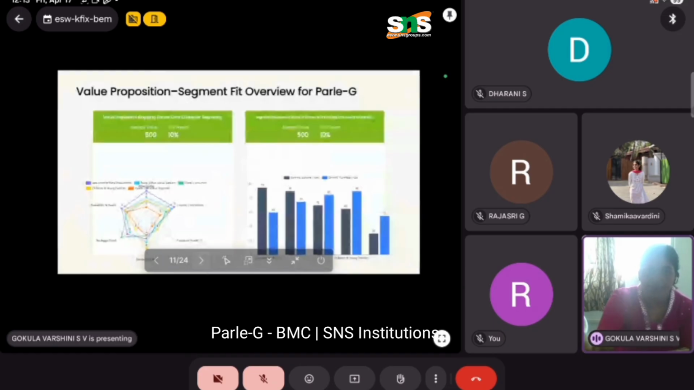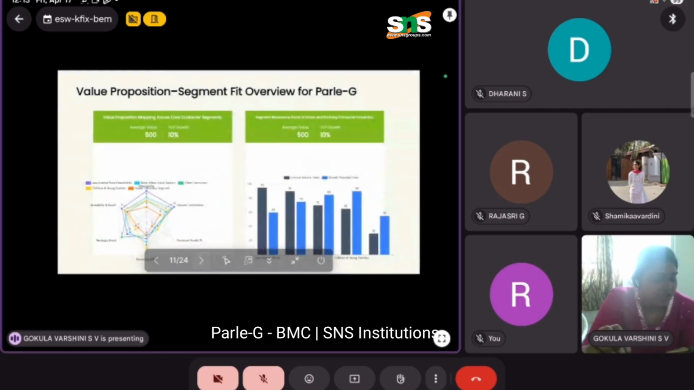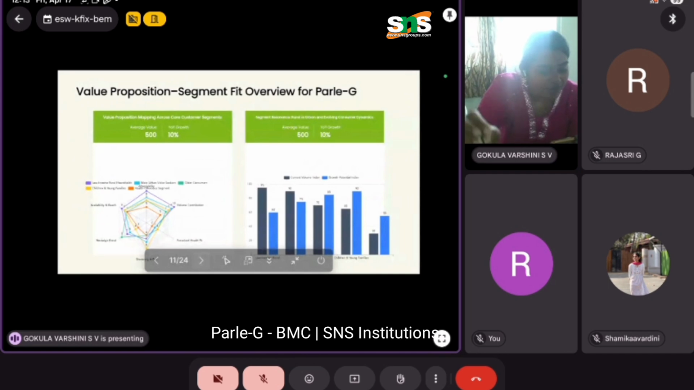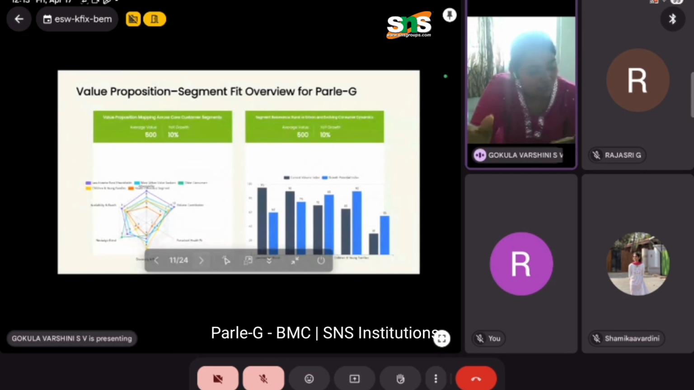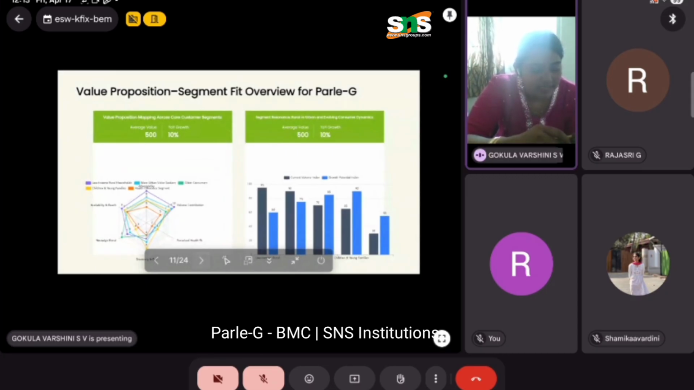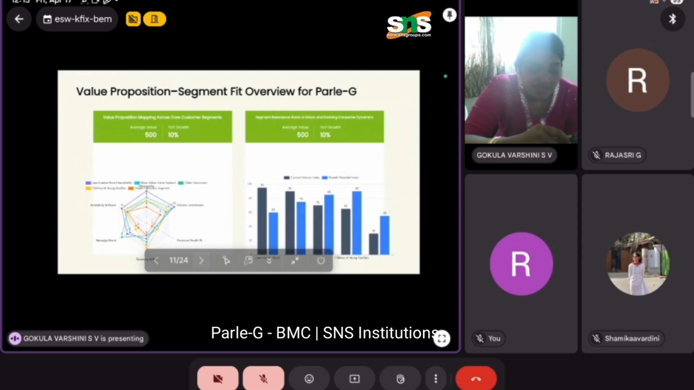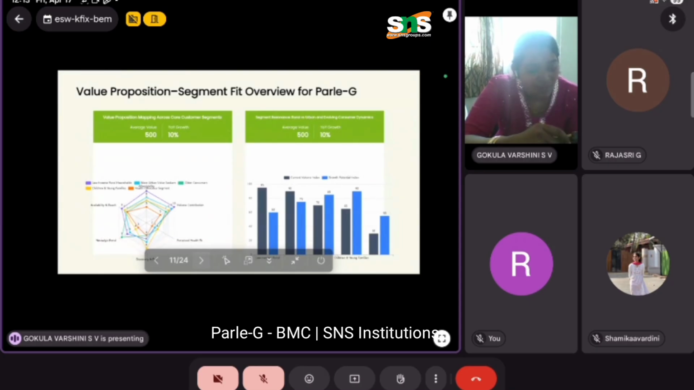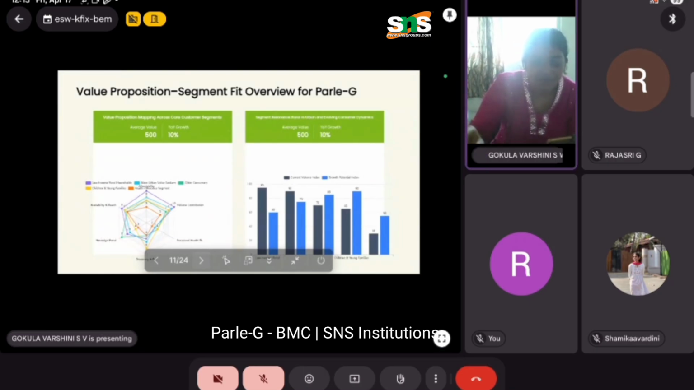Next is the value proposition segment fit for Parle-G. Here is a value proposition mapping across core customer segments, with an average value of 500 and a YOY growth of 10%. And here on the right side is the bar chart, segment resonance, rural versus urban and evolving consumer dynamics. Average value of 500, YOY growth of 10%.